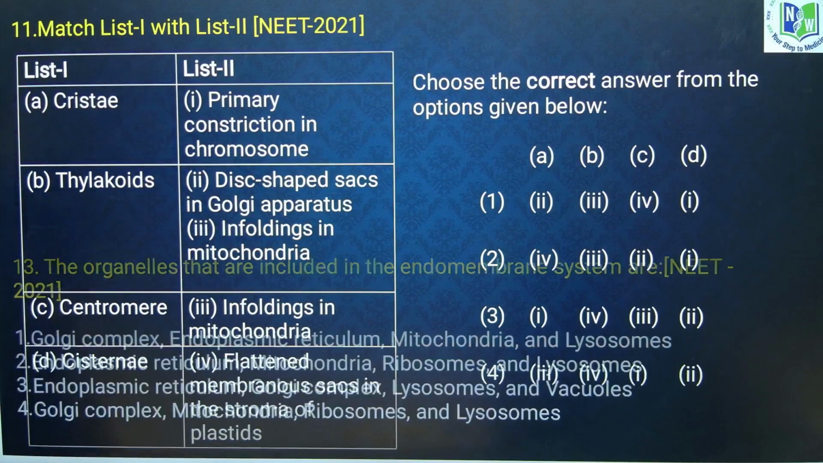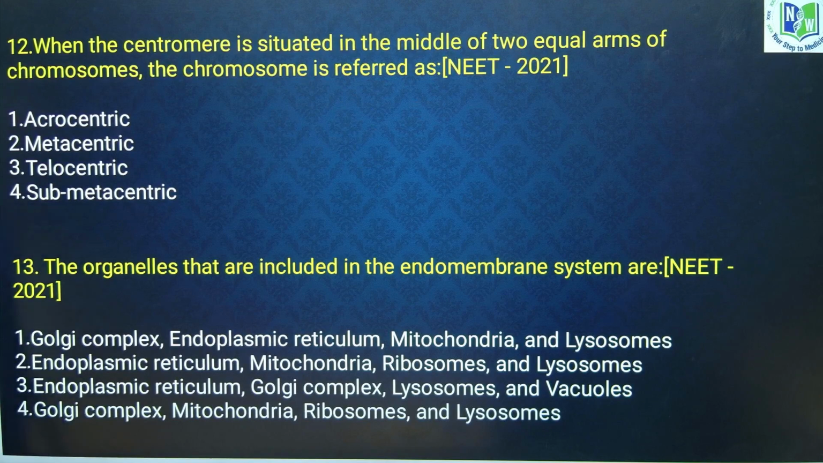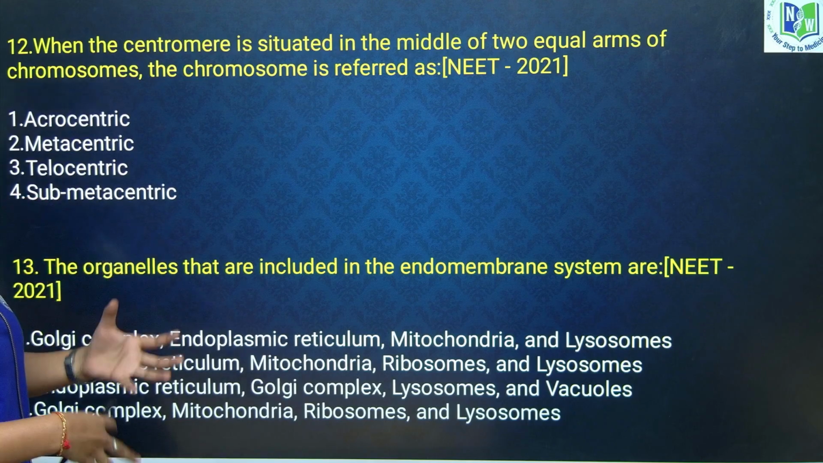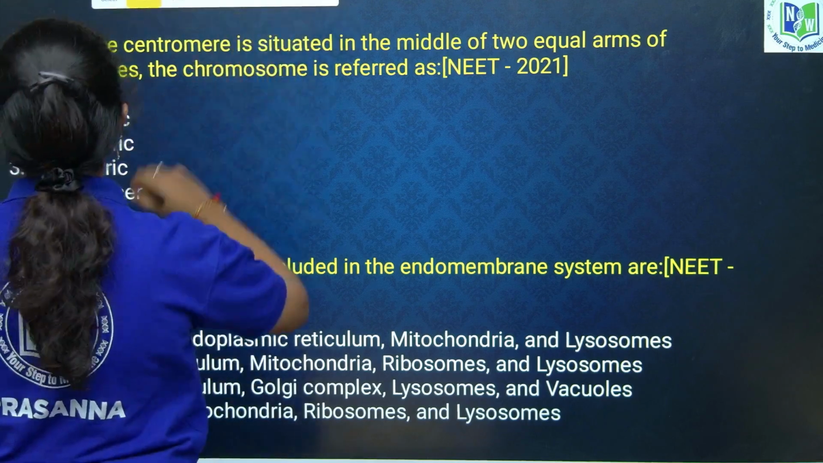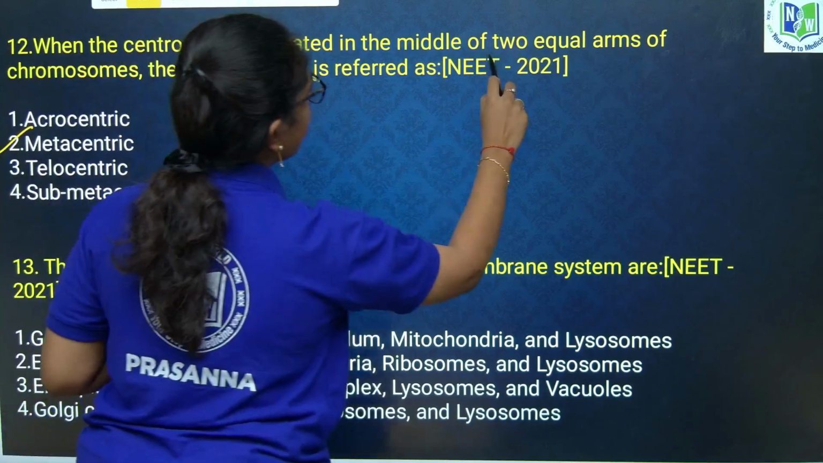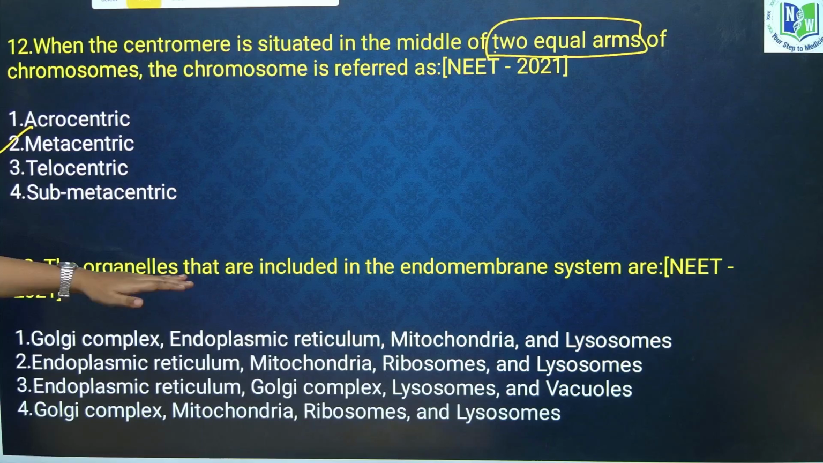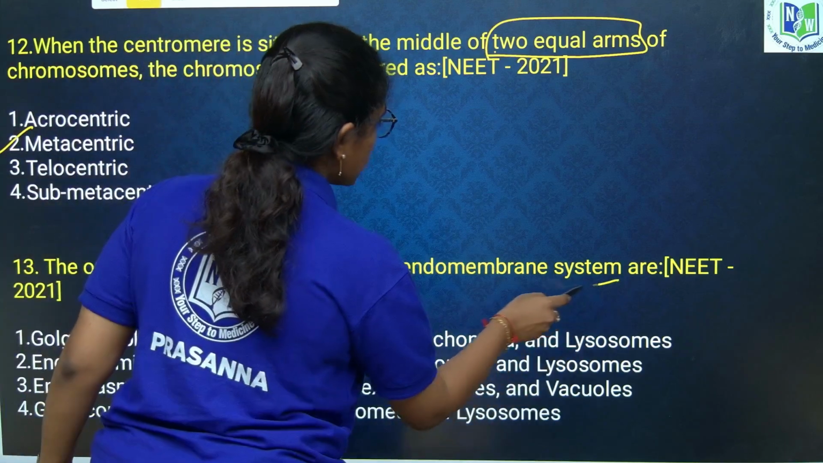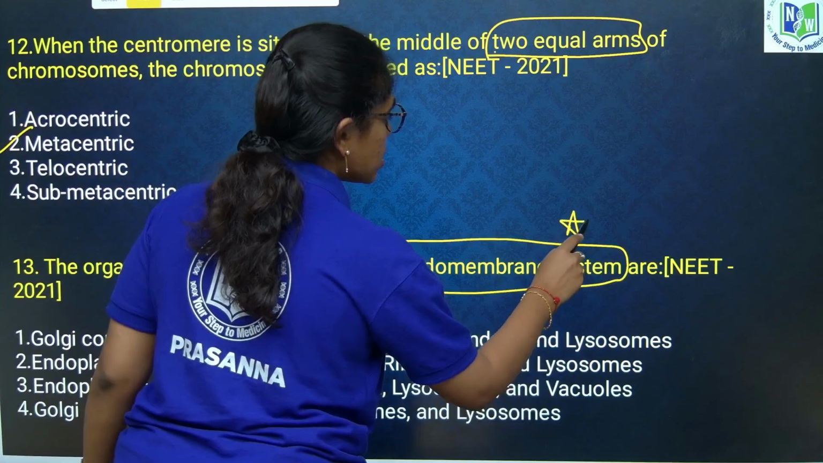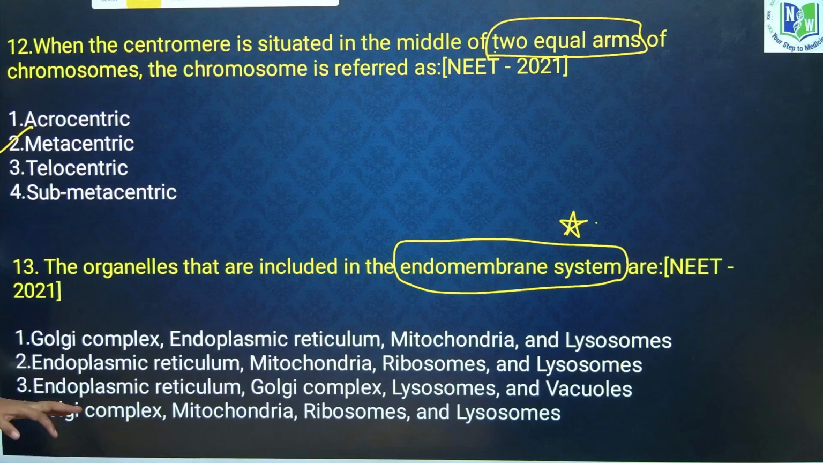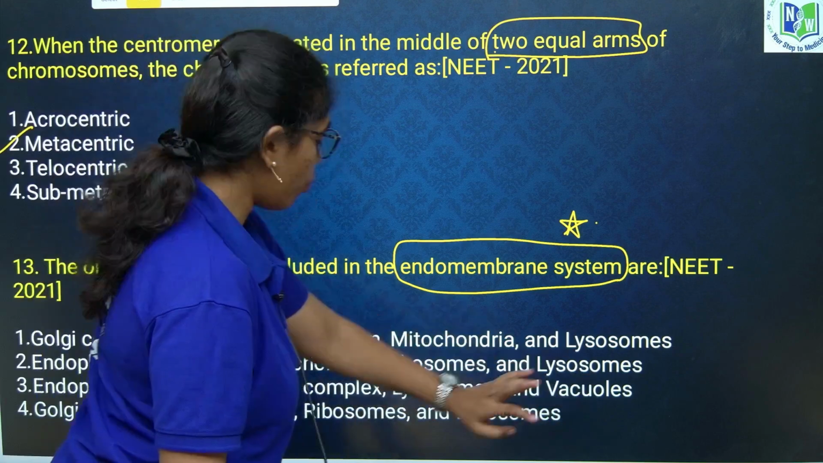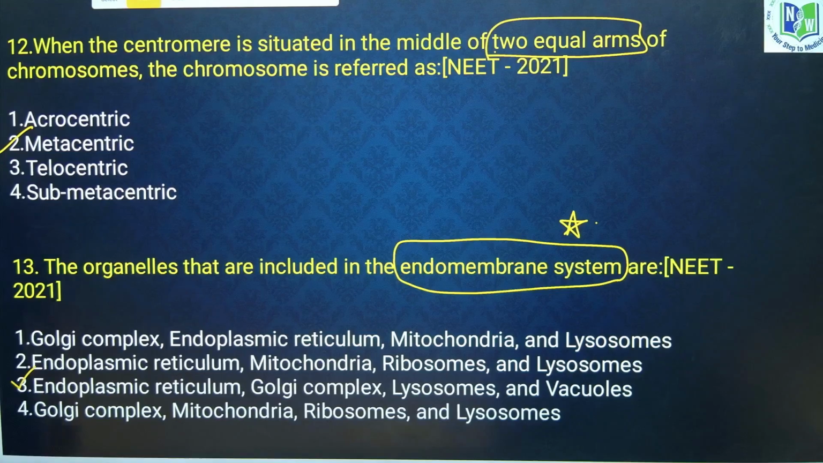Next question. When the centromere is situated in the middle with two equal arms, then the chromosome is referred to as. See how many times this question is asked based on the shapes of the chromosome, particularly metacentric chromosome. When two equal arms are given, our answer will be metacentric chromosome. The organelles that are included in the endomembrane system, see, n number of times the endomembrane system is repeated, that is endoplasmic reticulum, Golgi bodies, lysosomes and vacuoles. Option 3 is our answer.